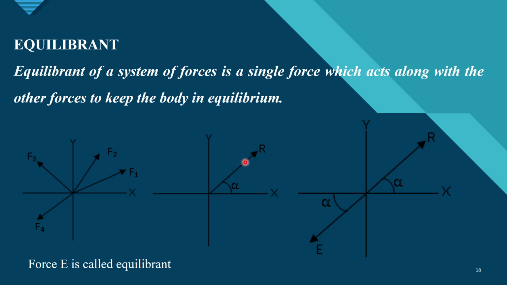Now, if you want to bring that body to rest, then you need to apply another force in a direction opposite to the direction of resultant, like this. So if you are applying another force whose magnitude is same as the magnitude of the resultant force but acting in the opposite direction, then the system will come to rest. Then this force, which is denoted by capital E, is known as the equilibrant of a system of forces.